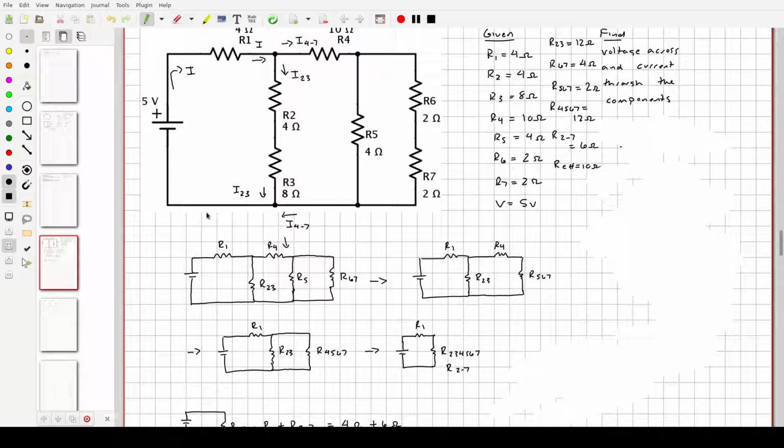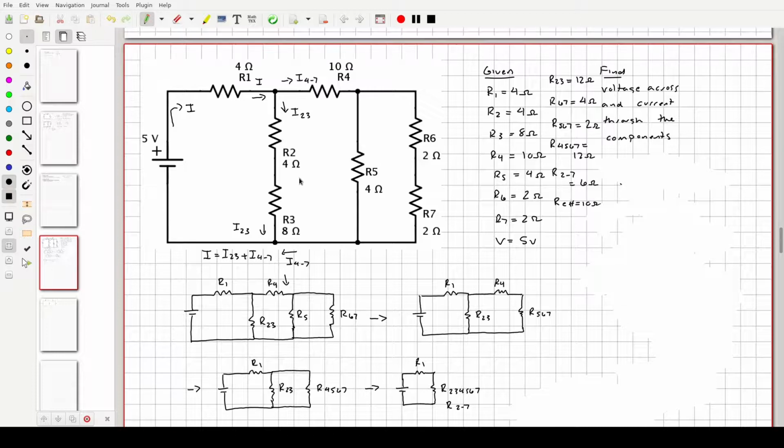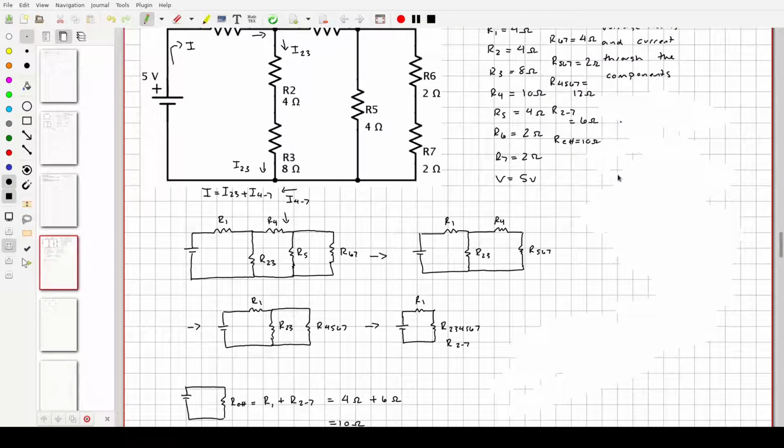So when it exits over here, the current coming out is going to be I 2, 3 plus I 4 through 7. Okay, so we expect that to be true. That's going to be one important relationship. The total current here is going to be I 2, 3 plus I 4 through 7.